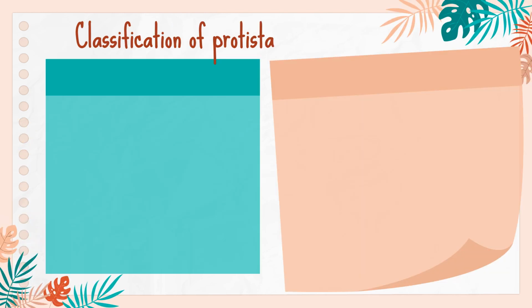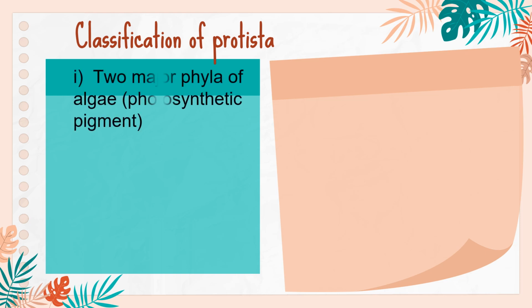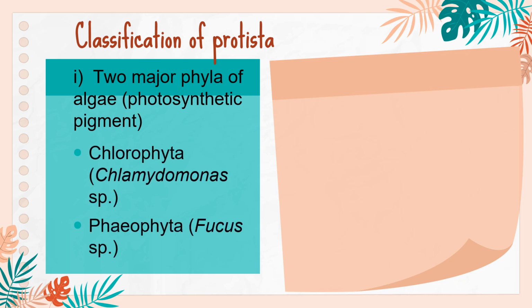Classification of Kingdom Protista. First, two major phyla of algae. These algae we classify based on photosynthetic pigment, which means they can produce their own food by photosynthesis. First is phylum Chlorophyta. The example is Chlamydomonas species. Number 2 is phylum Phaeophyta. The example is Fucus species.